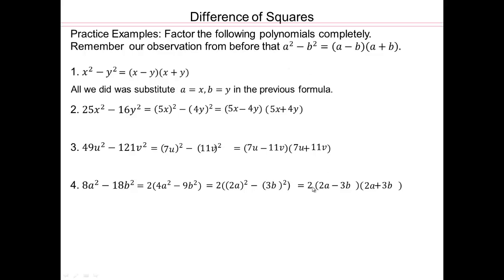Would it matter whether I write 2a plus 3b times 2a minus 3b? Does it matter which term I write first? The answer is no, because of commutative property of multiplication, right?